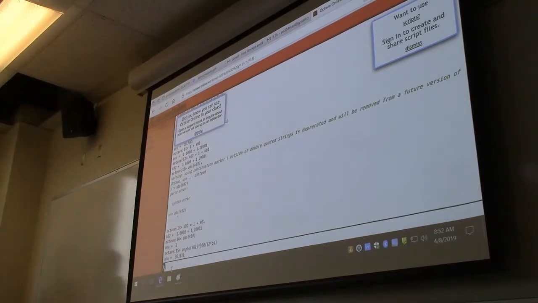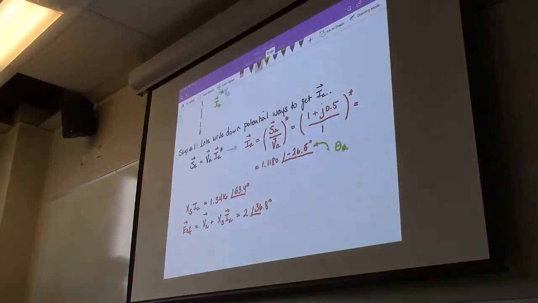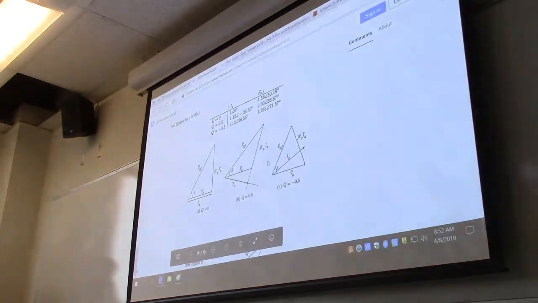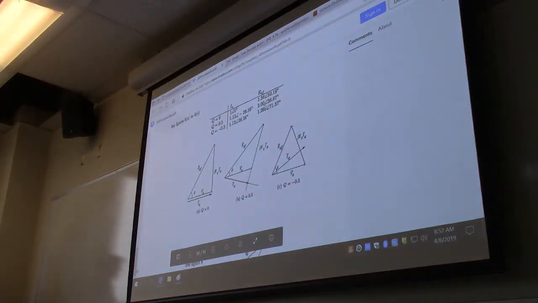And so now looking back at, I just wrote down what we had from the MATLAB, that's it. Okay, so now looking at the solution, yeah, 2 with an angle of 36.87 degrees. IA was 1.12 give or take with an angle of negative 26.5 degrees.